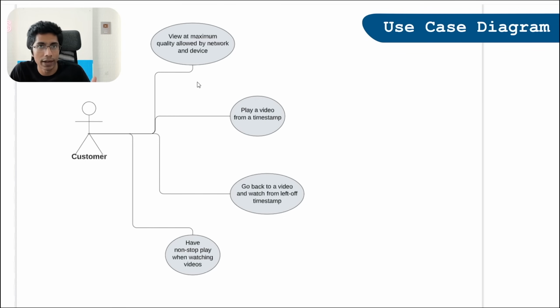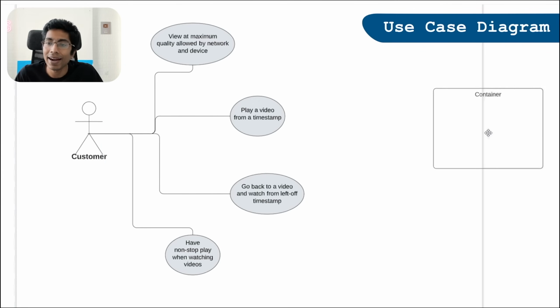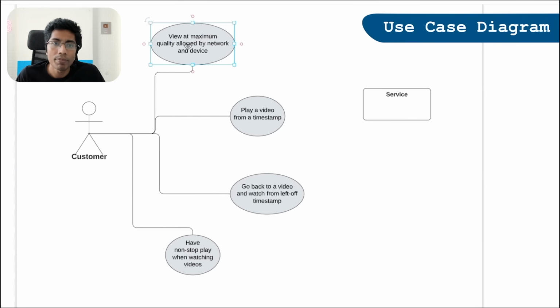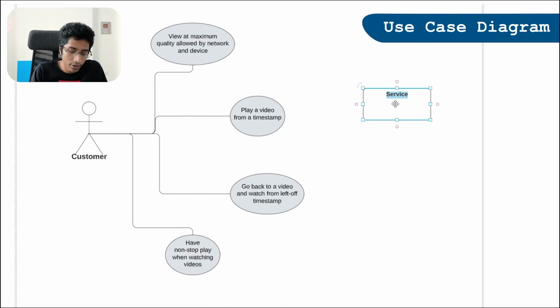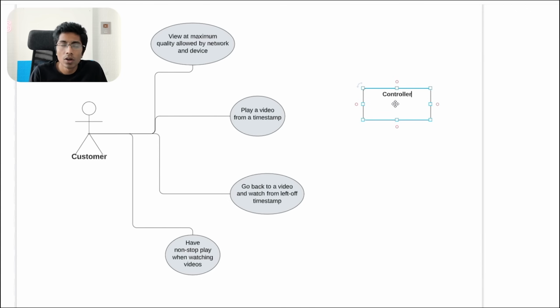So who's going to handle that? If the customer is not going to handle that part of the system, then the system has to handle that part. Okay, so there needs to be another actor in this system, but it's not somebody who does actions physically. They're going to be interacting with your system. So view at maximum quality offered by the network. Who's going to handle that? There needs to be some sort of a controller or the brains behind how much video should you send. So I'll just call this the rate limiter.